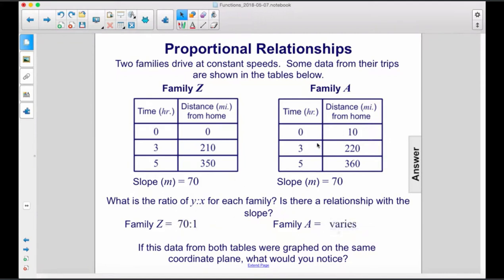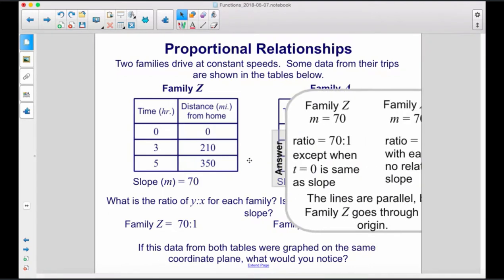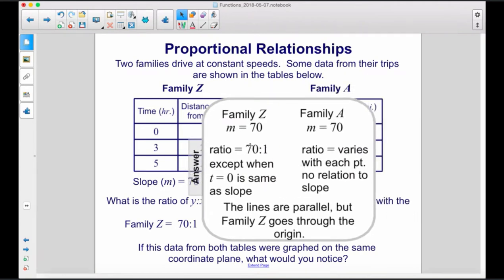Family A, it varies. If the data from both tables were graphed on the same coordinate plane, what would you notice? Well, here we have the ratio 70 to 1, except when time equals 0, as that's the same as slope. Here, it varies with each point, no relation to slope. The lines are parallel, but family Z goes through the origin.